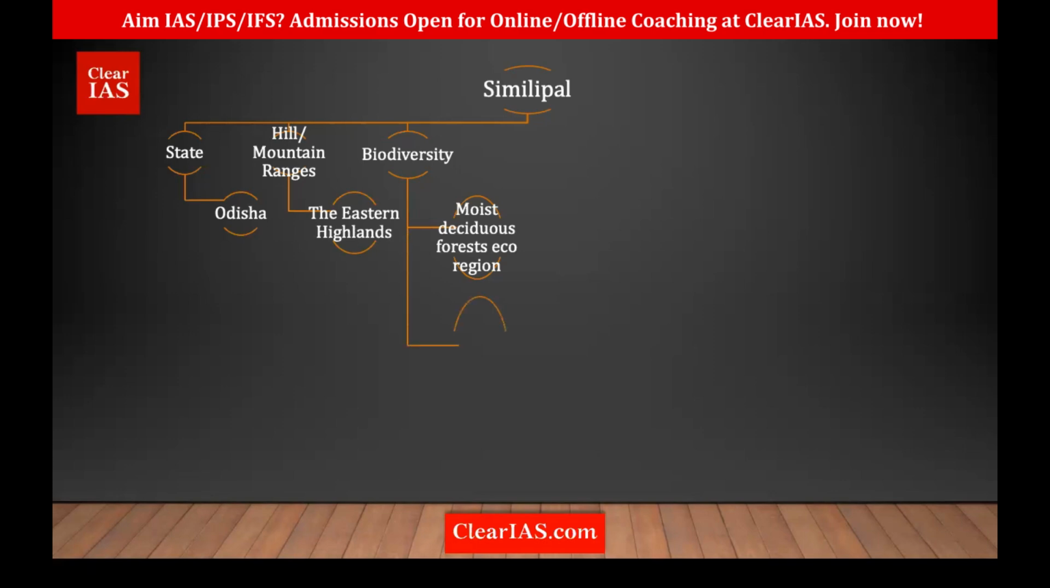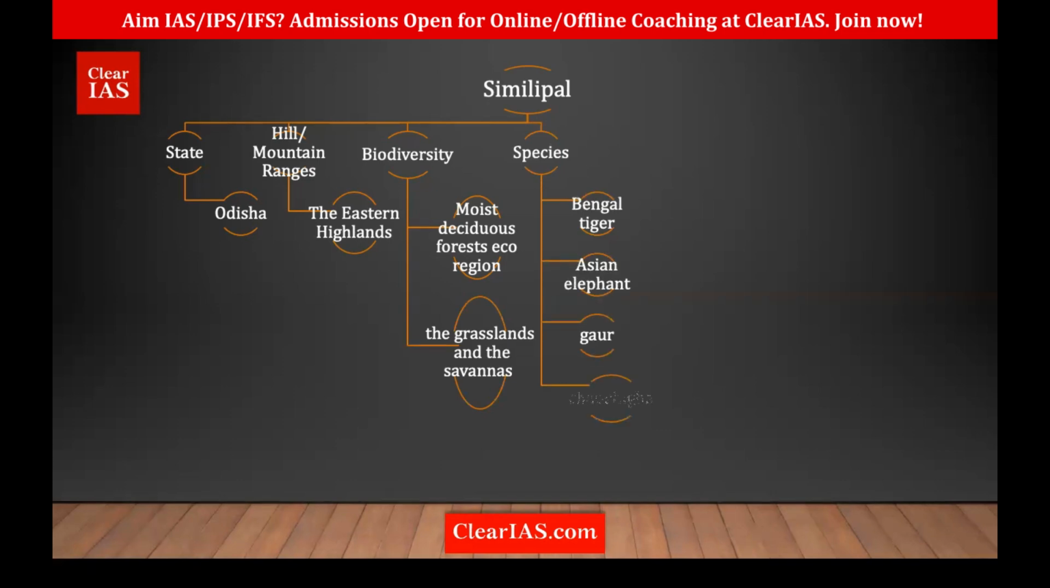But there will be enough rainfall as well. Apart from that, we can also see the grassland and the savanna ecosystem there. So what species are predominantly found in Simlipal? Yes, we have tiger, the Asian elephant, the gaur, as well as the chausinga. And also the mugger crocodile.